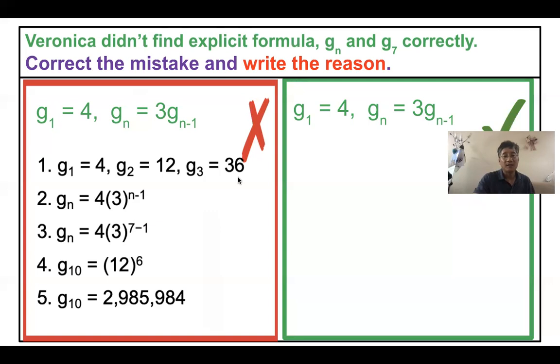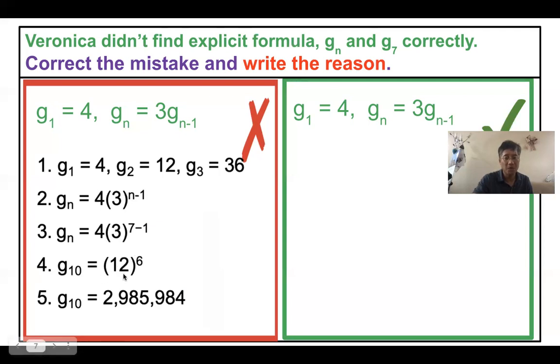And can you find the explicit formula? The explicit formula for gn is 4 times, right? The first term is 4, times the common ratio 3 to the n minus 1 power. Make sense? Yes, it's good. And how do you get the seventh term? You plug 7 in for n. So 4 times 3 to the 6th power. And then the next step, 4 times 3, 12.